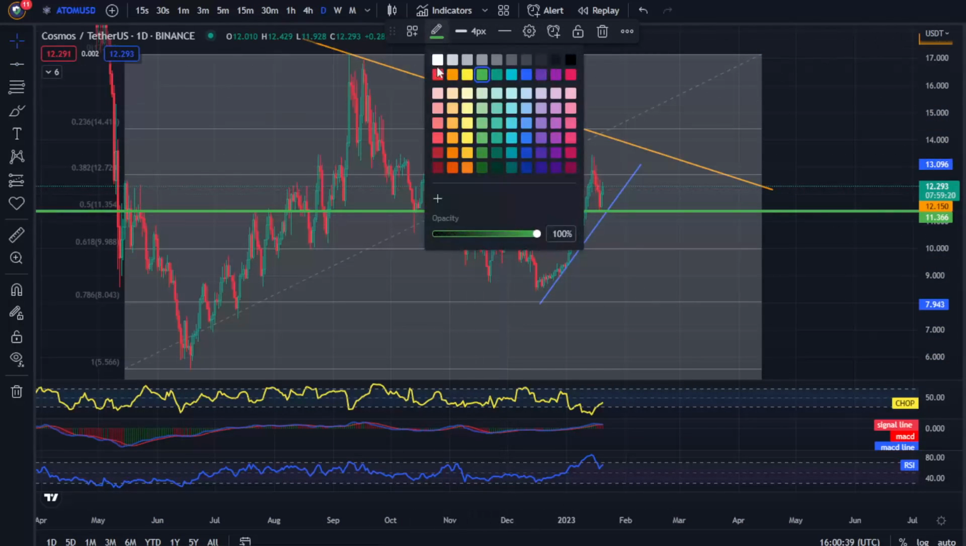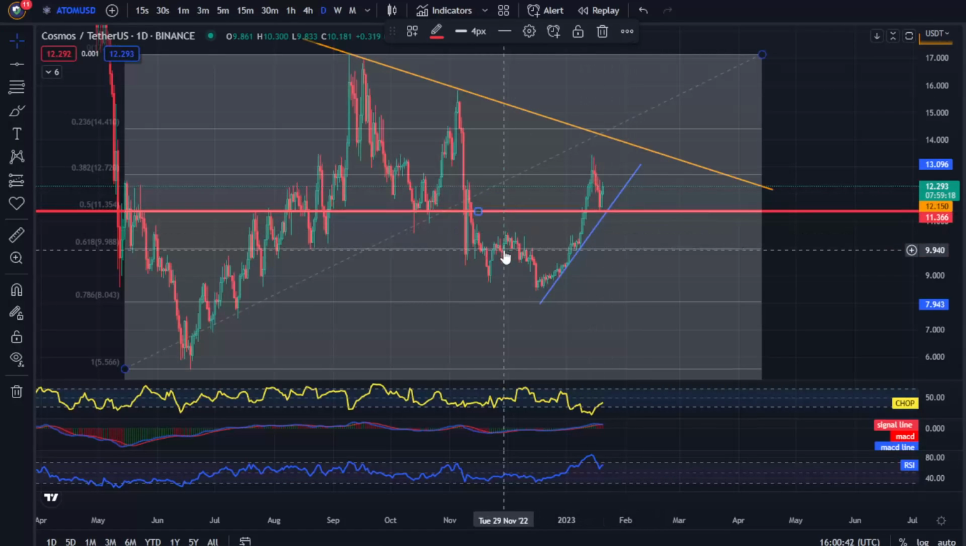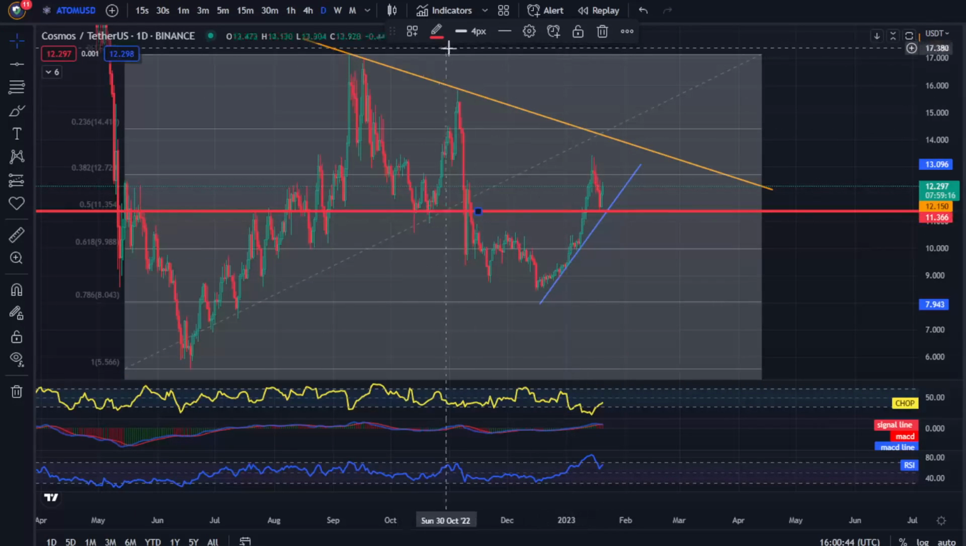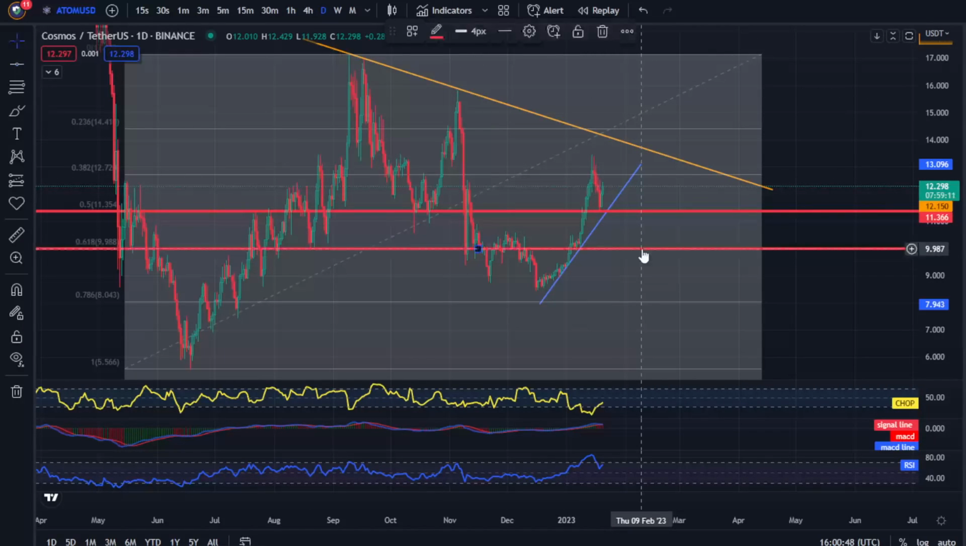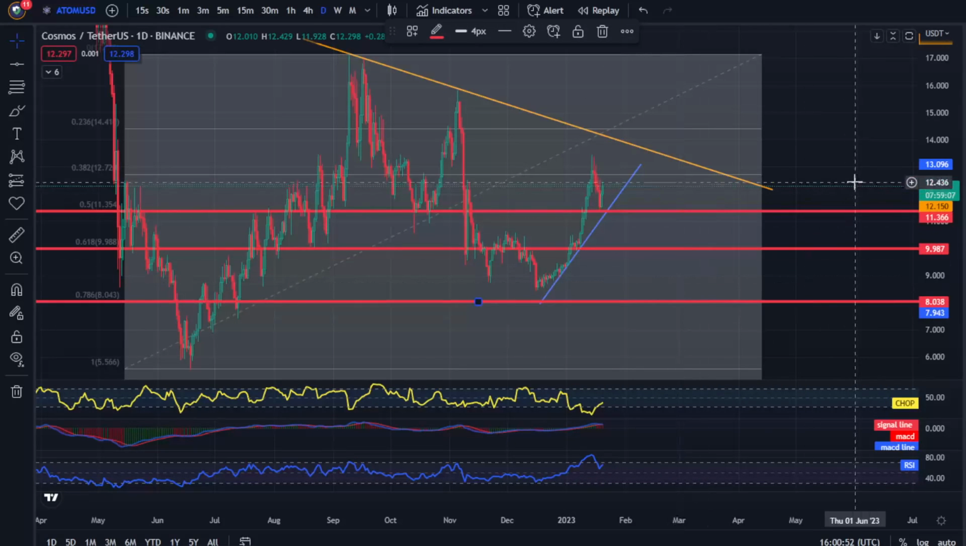As for support, we see that we have the first support at $11.37, where the price has now completed a correction. The second support is at $9.99, and the third support is at $8.04.